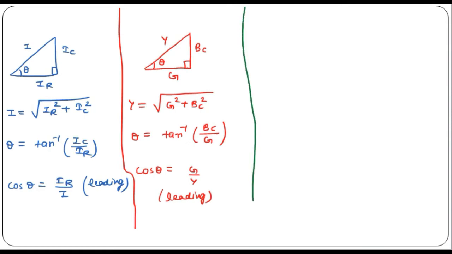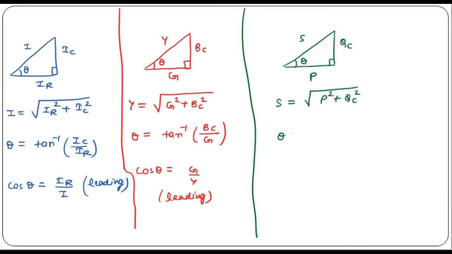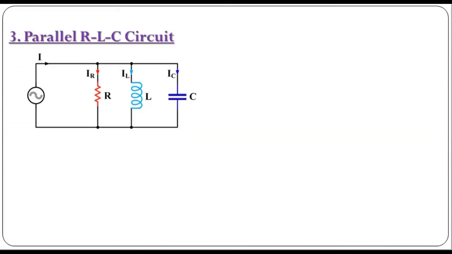Next, let us draw the power triangle. So this is active power P, this is QC, that is reactive power consumed by the capacitor, and this is apparent power S, this is theta, this is 90 degree. So this apparent power is given by square root of P square plus QC square. Theta angle is given by tan inverse of QC by P, and the power factor, that is cos theta, is given by P by S, and power factor is leading in nature.